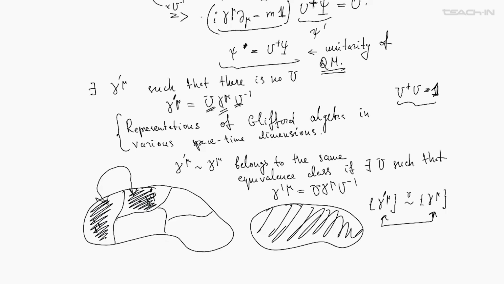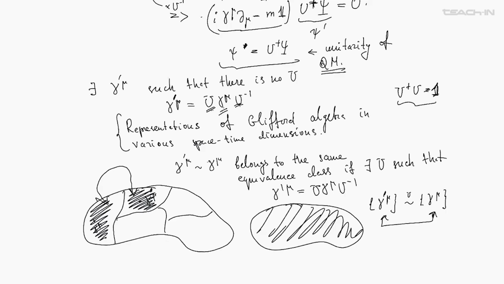Yeah, it can transform within its own set, but it can't transform to the other set. Yeah, but the other set does not exist. So basically in 4 dimensions, there is only one set. So all matrices are unitary equivalent. All representations of Clifford algebra are unitary equivalent. That is the statement.